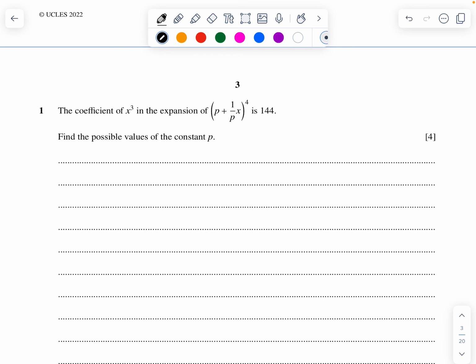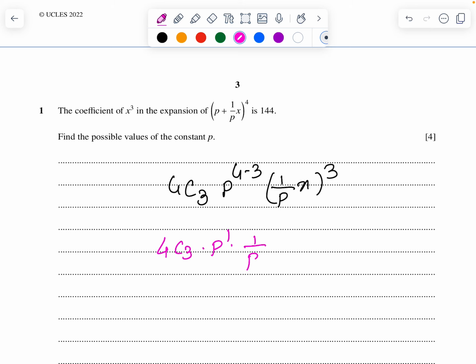The coefficient of x cubed in this expansion is 144. Find the value of p. So it's going to be 4C3, p to the power of 4 minus 3, 1 upon p, x, whole to the power of 3. So he's telling the coefficient of x. So what are the numbers? 4C3 is a number, p to the power of 1 is a number, 1 upon p cubed is a number, which is going to be equal to 144.